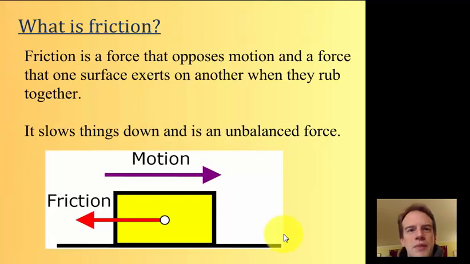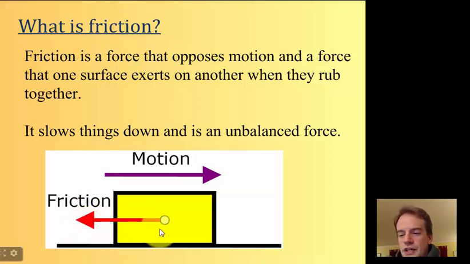Now, one of the main unbalanced forces that we need to understand is friction. And friction is a force that opposes motion and a force that one surface exerts on another when they rub together. Friction slows things down. So it goes against whatever that force is you're pushing on it. And friction exists almost everywhere that we can imagine. Even the slightest amount, even in outer space, there's a very slight friction. Not much, but it is there.